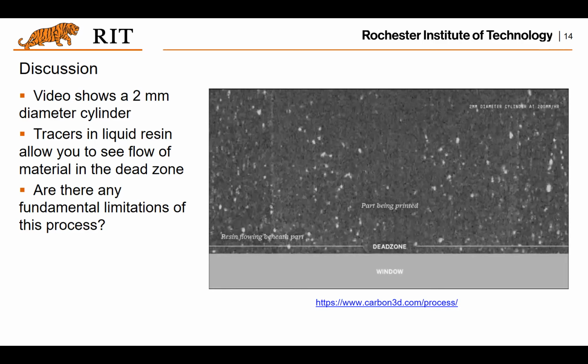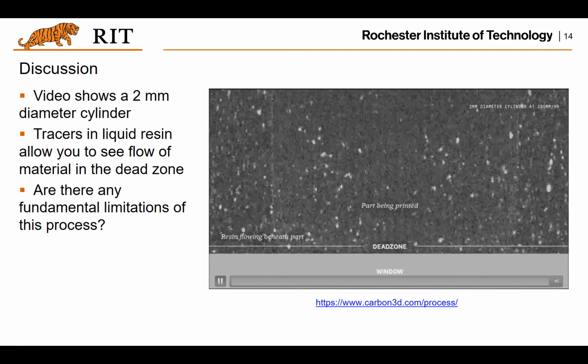Yes, I think all of you have touched on the differences. So basically, if you look at this figure, the resin and the bottom of the tank are actually not stuck together. There is an oxygen window which prevents the curing from happening, which is called the dead zone in the video.